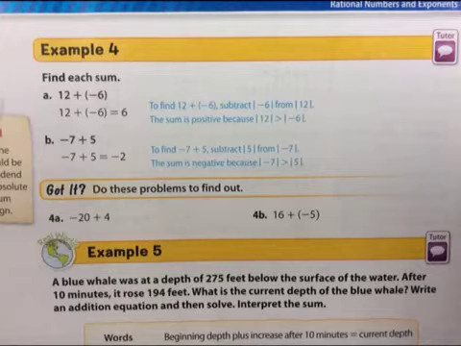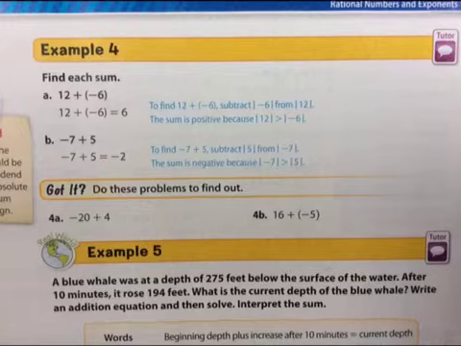Okay, example 4 is very much the same, boys and girls. We continue on by having a +12, and then we take away 6 from it. When we take away 6 from 12, we have 6. We have -7 on the credit card. I owe the credit card $7, but then I put $5 into it. Now I only owe the credit card $2. Now my balance is only -2.